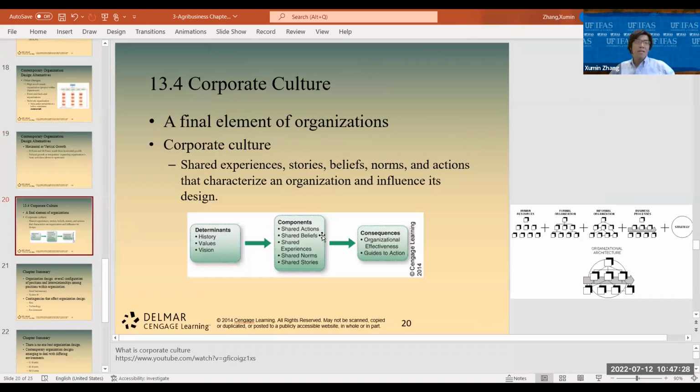The very last section, we talk about corporate culture. Actually we have mentioned corporate culture. I call this an intangible. We have set up our values, our visions, right? And then the company has a history. So this more or less defines corporate culture. But you might ask why I mention it here. Let me tell you, we have the formal organization structure, and then we have the informal organization structure. You can treat this as the informal one.